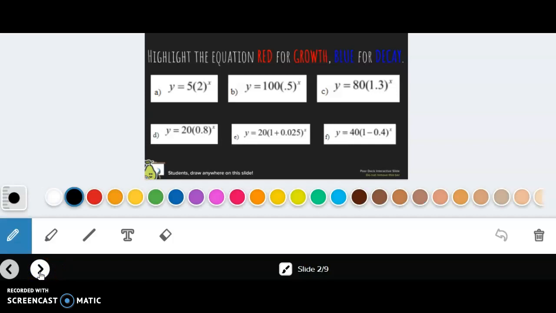Okay, slide 2. You are highlighting or coloring in the boxes red if they are a growth function, and you are coloring or highlighting the boxes blue if they are decay. So you gotta remember which portion of the equation represents growth or decay. So what letter tells you that it's gonna be a growth or a decay, and then you have to remember what parameters are set to make it grow or decay.